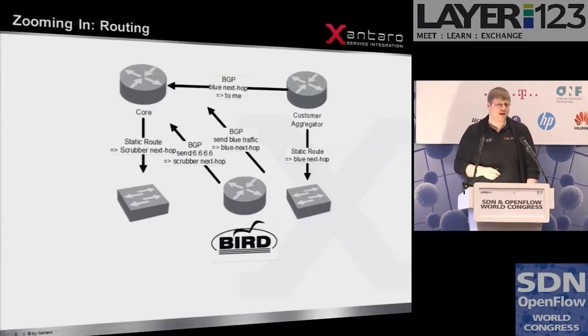The customer aggregation device, in turn, will just make sure that the blue next hop is available in the network. Until here, it's just normal plain IP routing. No SDN magic has happened anywhere, so you can deploy it in basically every network out there. No need to do anything.